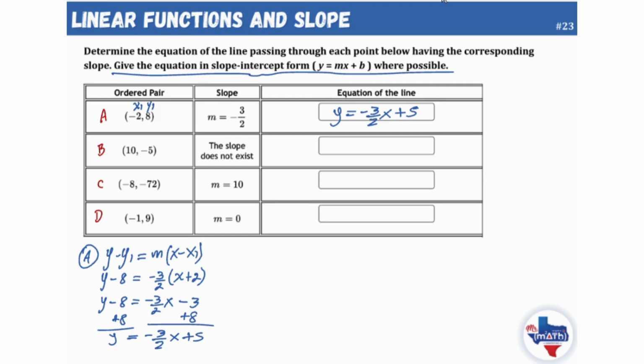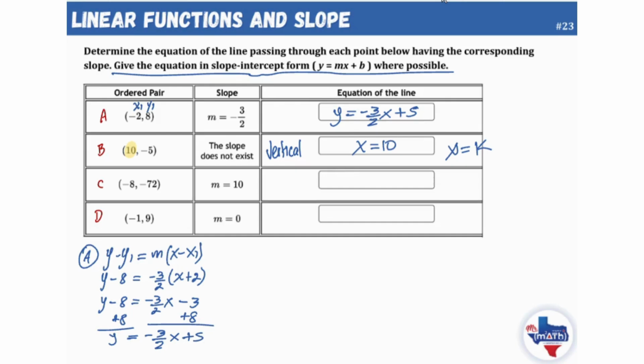In letter B, it says the slope does not exist. If the slope does not exist, we know this is a vertical line. A vertical line has the shape x equals a constant. What that constant will be is actually the x component of any coordinate pair. So in this case, this will be x equals 10.